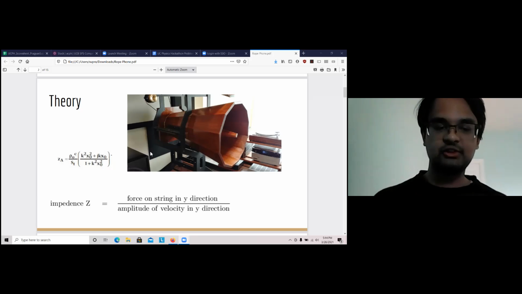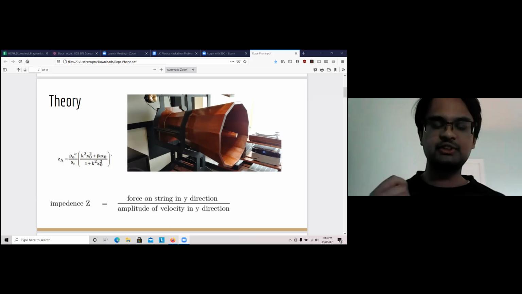And the impedance on a string is given by the formula down below. It's the force in the y direction, which is basically the perturbation created by the sound waves that are coming through the cone, and the amplitude of the velocity in the y direction, which depends on the tension of the string. So we'll see an interesting relationship later.